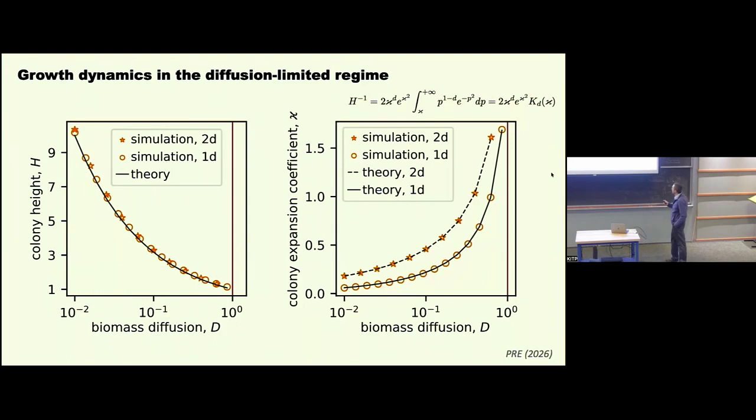Now, if you combine this expression for h with our expression for kappa from before, then you can predict the expansion coefficient kappa as a function of the diffusivity. And again, you have a very good agreement between the theory and the simulations. You do see that you move faster in 2 dimensions because you have more nutrient.